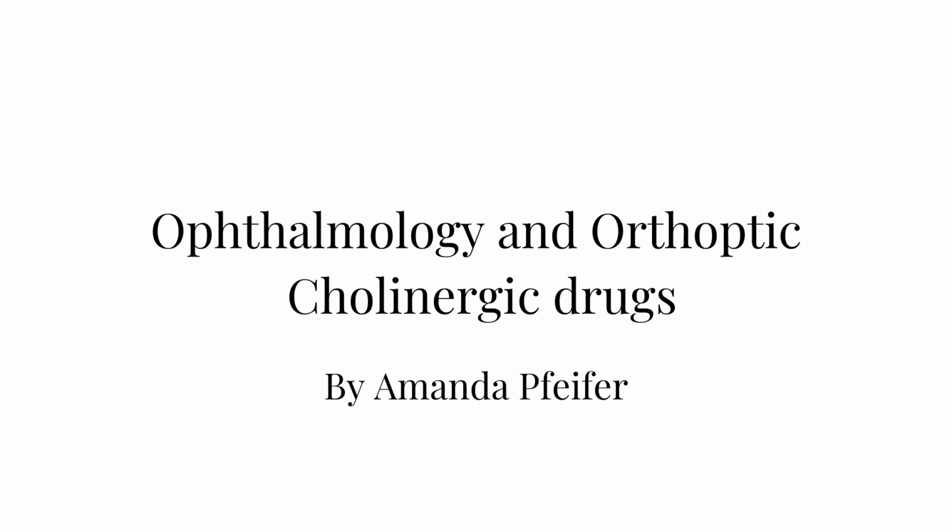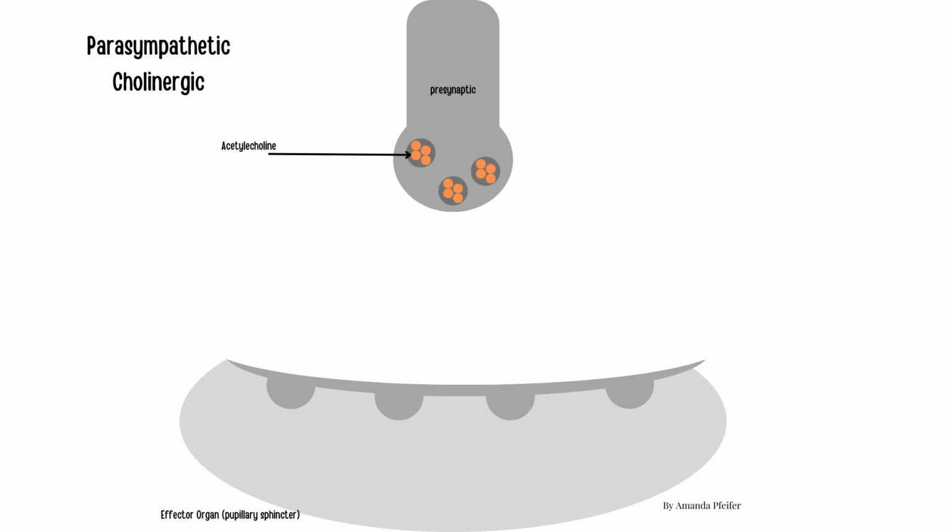We're going to talk about some ophthalmology cholinergic drugs, and more specifically, ophthalmic cholinergic drugs. Let's first start off by getting familiar with the diagram that I've created here. The top part is going to be our nerve ending, and the bottom part is going to be the effector organ. The first pathway we're going to talk about is the parasympathetic pathway, or the cholinergic pathway.